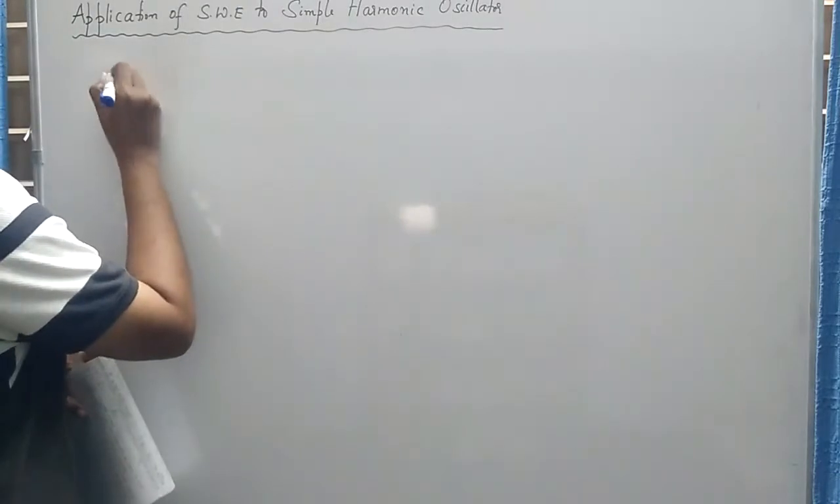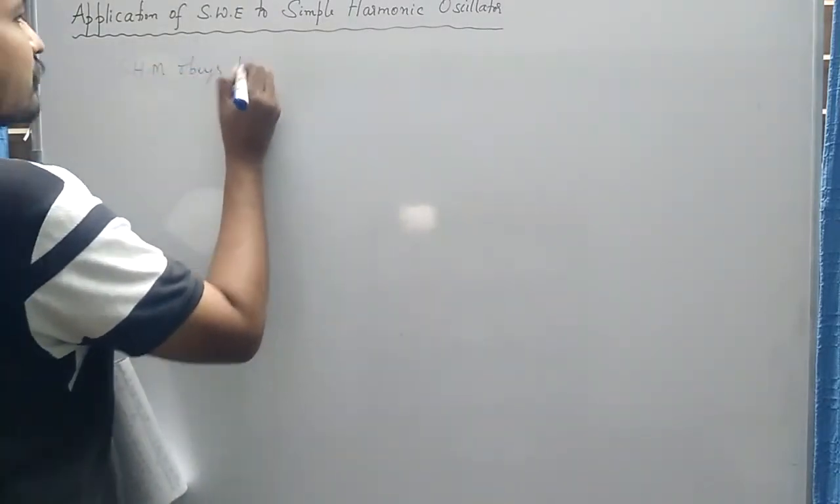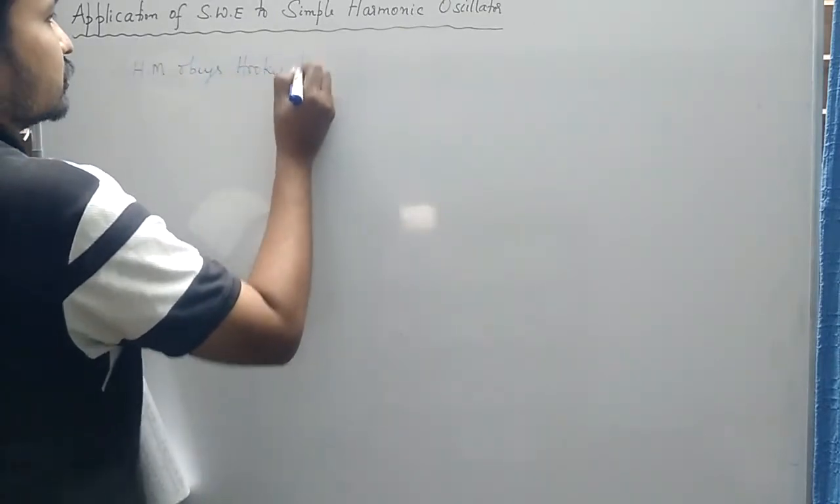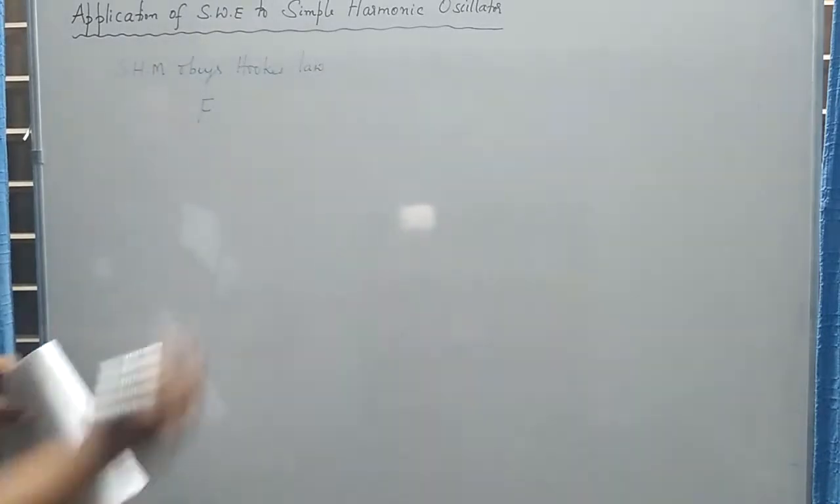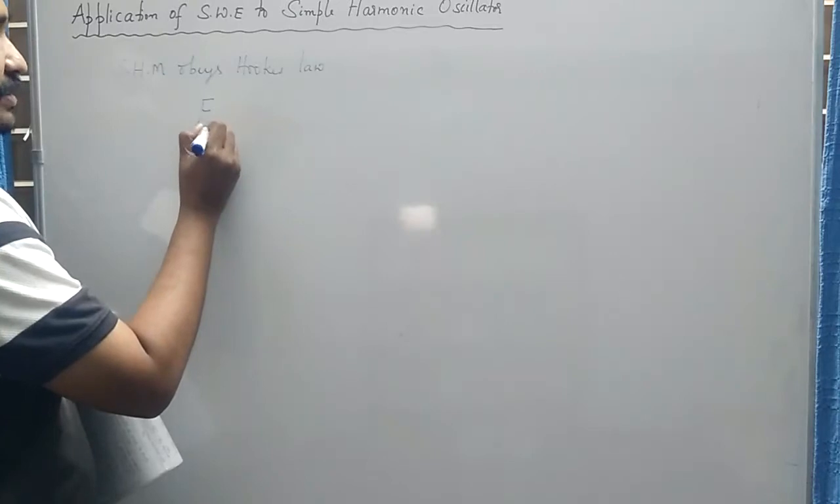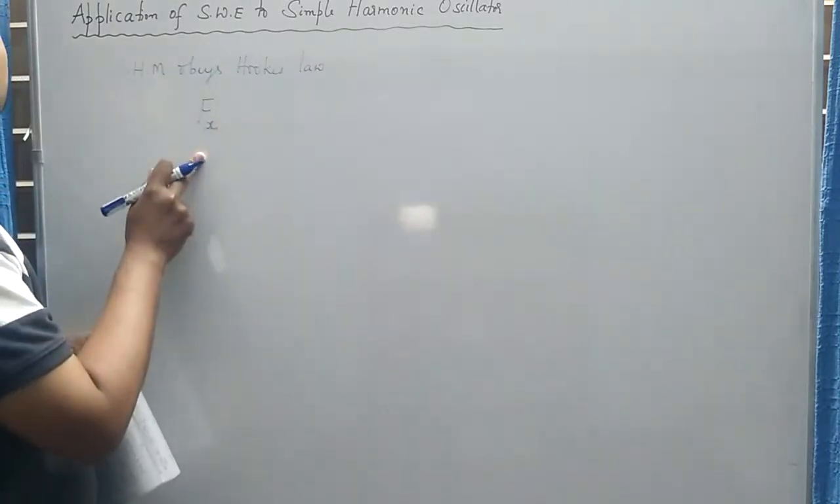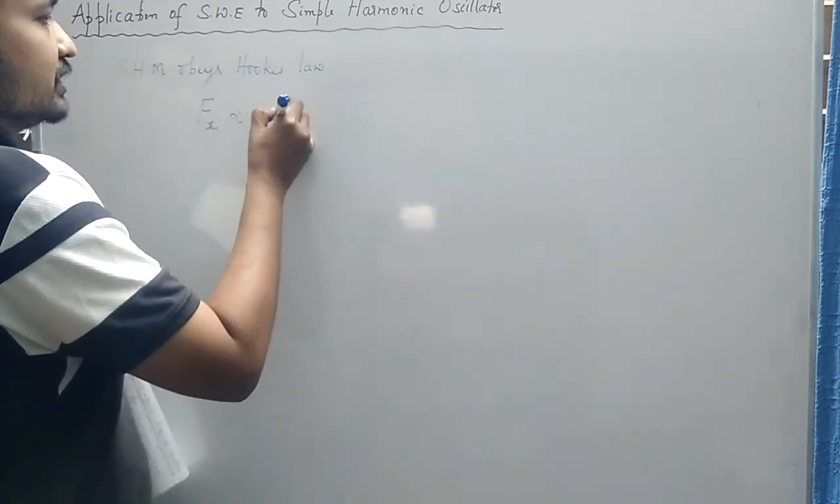What is Hooke's law? The restoring force acting on the particle is directly proportional to the displacement of the particle from the equilibrium position. So a simple harmonic motion obeys Hooke's law. The restoring force acting on the particle, F, I write it as F with a subscript x, because we know that the force depends on position. So Fx is directly proportional to minus x.